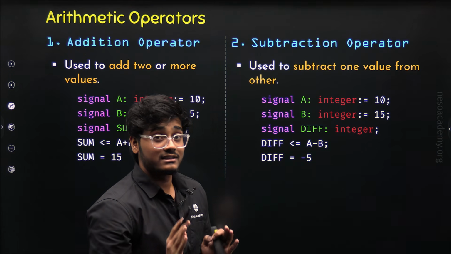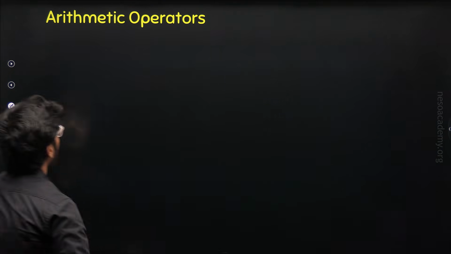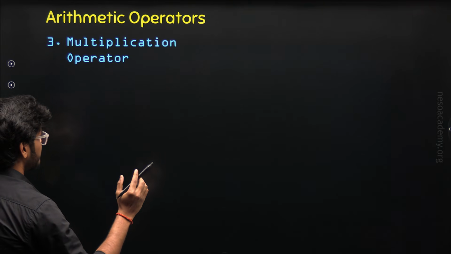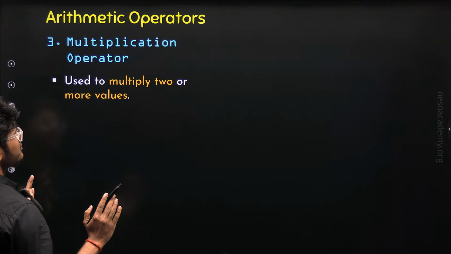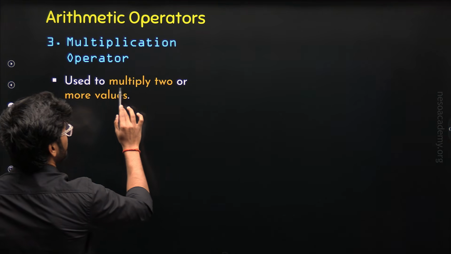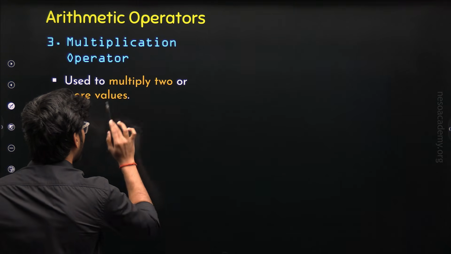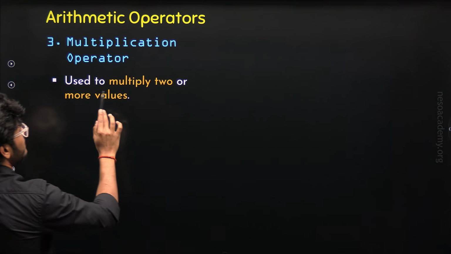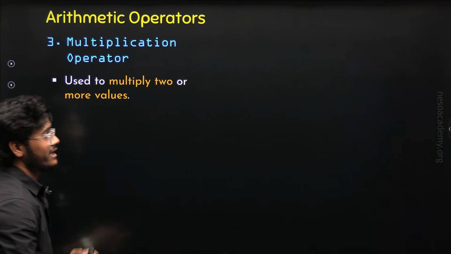Now let's see the third operator, which is the multiplication operator, represented by the asterisk symbol. The multiplication operator is used to multiply two or more values. That is, the multiplication operator is used to multiply two or more operands.